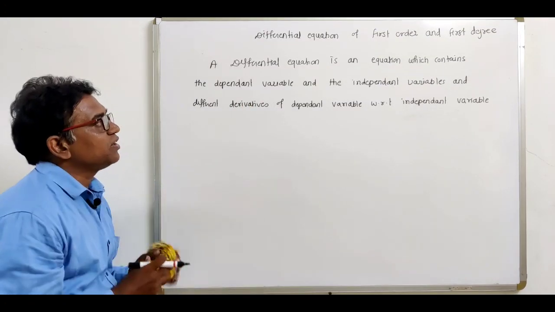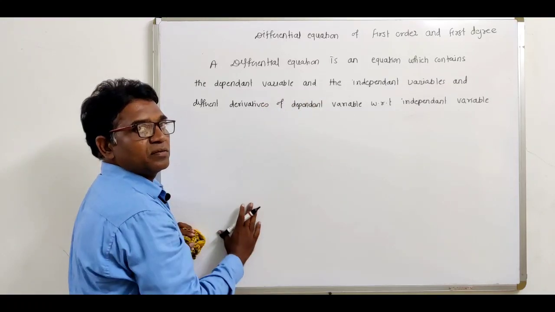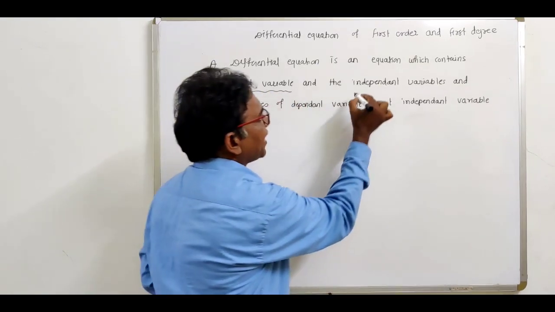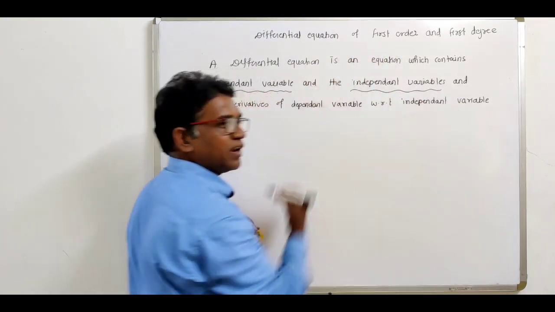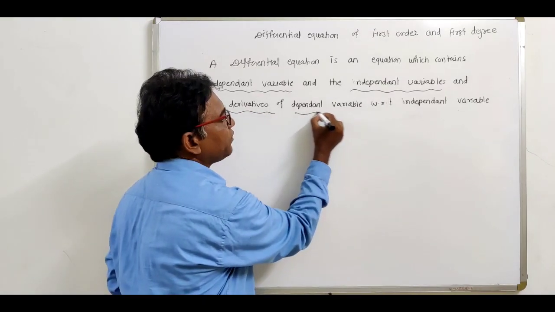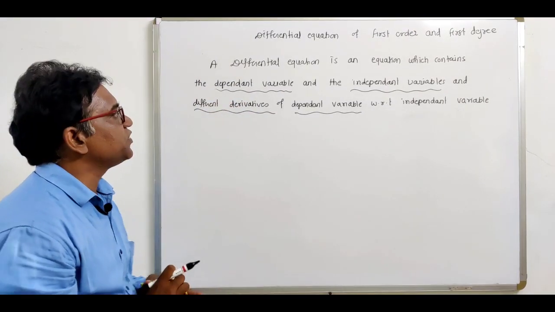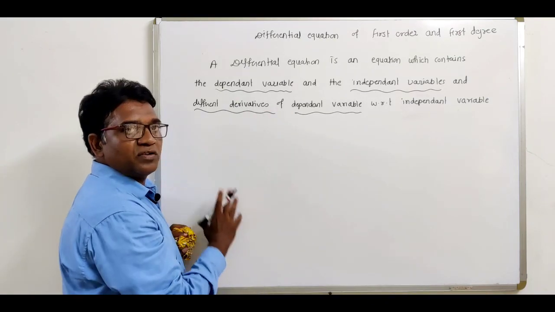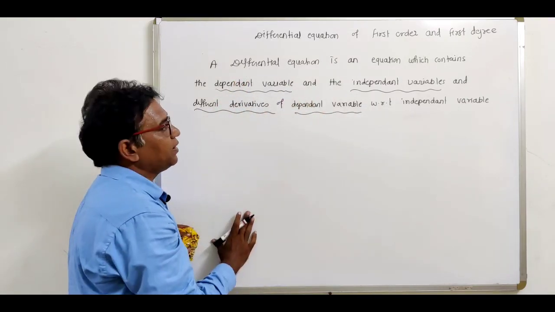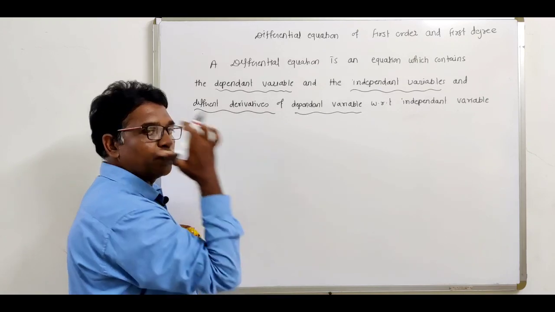Now see what the definition of a differential equation is. A differential equation is an equation which contains the dependent variable, secondly it contains the independent variable, and the third thing is different derivatives of the dependent variable with respect to the independent variable.